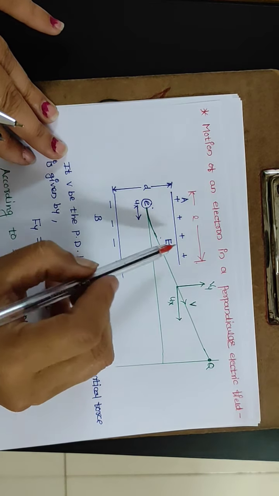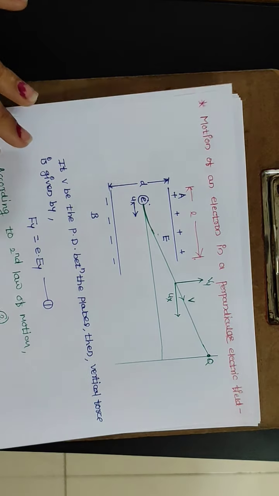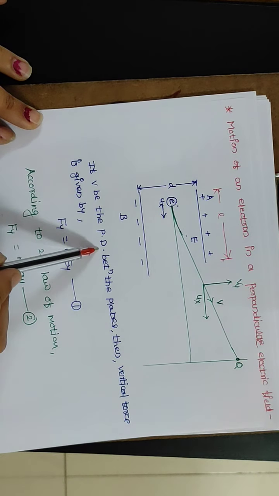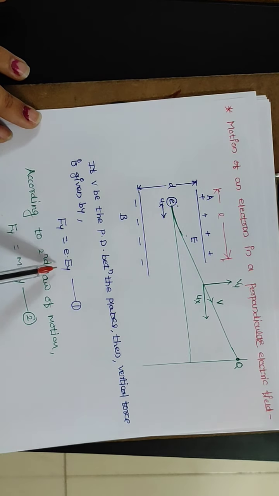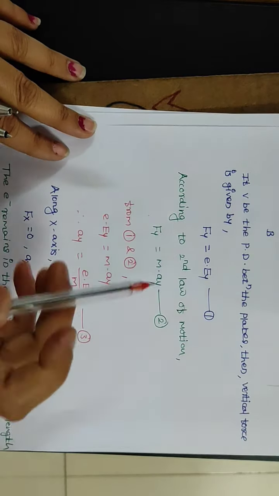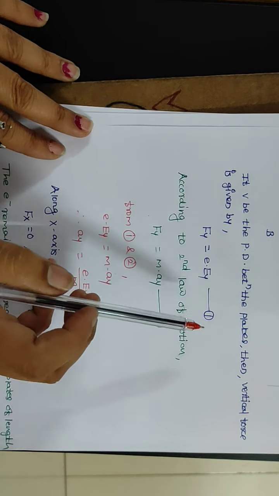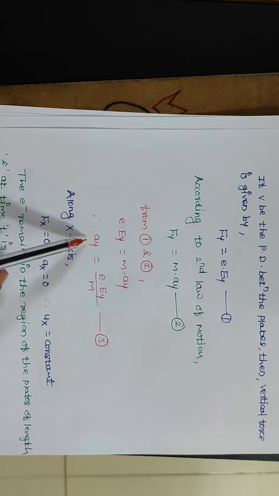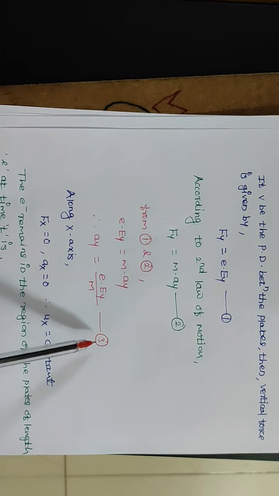Now the axial velocity remains unchanged as there is no force along the x-axis. Now if V is the potential difference between the plates, then the vertical force we can write Fy is equal to E into Ey. Give equation number 1. Now according to Newton's second law of motion, we can write Fy is equal to m into Ay. Give equation number 2. Now from equations 1 and 2, we can write E into Ey is equal to m into Ay. Therefore, Ay is equal to E into Ey divided by m. Give the next equation, that is equation number 3.